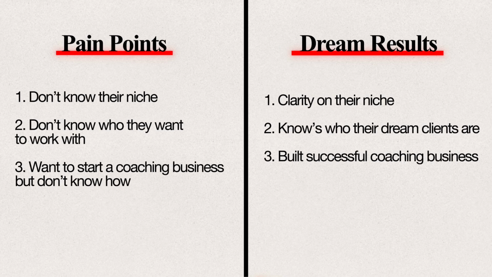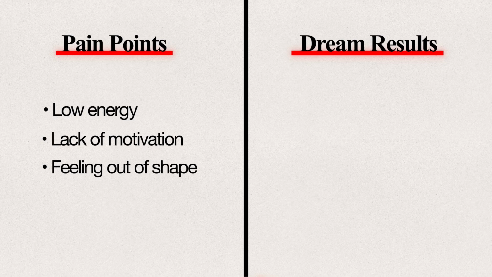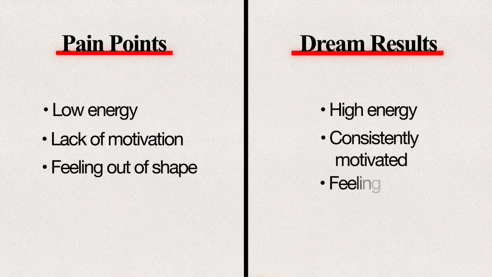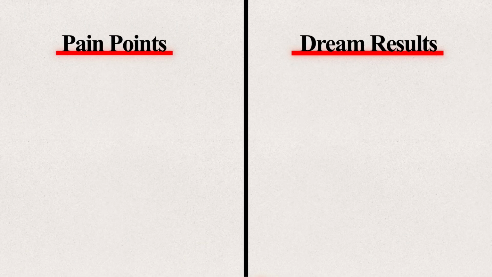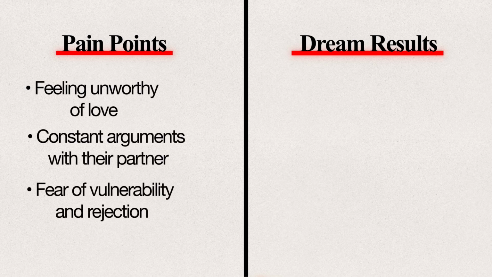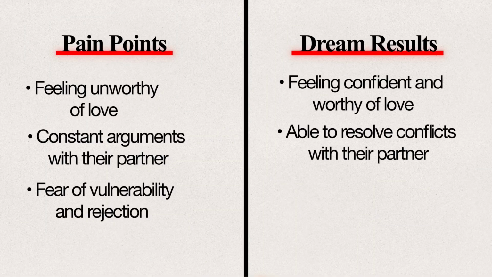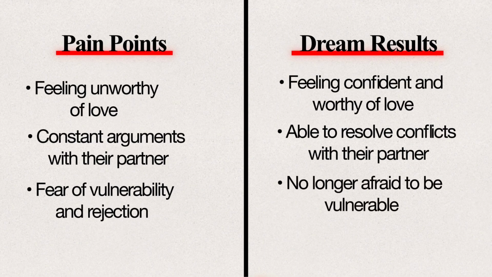For example, if you're a fitness coach, on the left-hand side of the paper, you might write low energy, lack of motivation, feeling out of shape. And then on the right side, you would put high energy, consistently motivated, feeling strong and fit. Now, as a second example, let's take a relationship coach. On the left-hand side, they could write something like feeling unworthy of love, constant arguments with their partner, fear of vulnerability and rejection. On the right-hand side, they might put feeling confident and worthy of love, able to resolve conflicts with their partner, no longer afraid to be vulnerable.